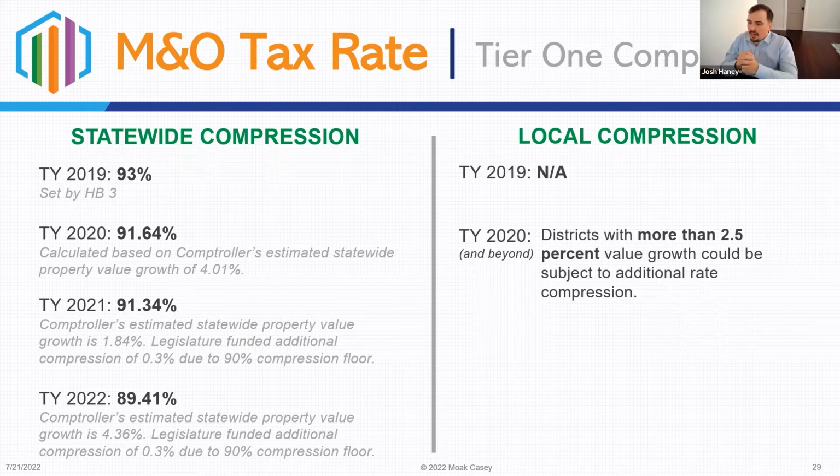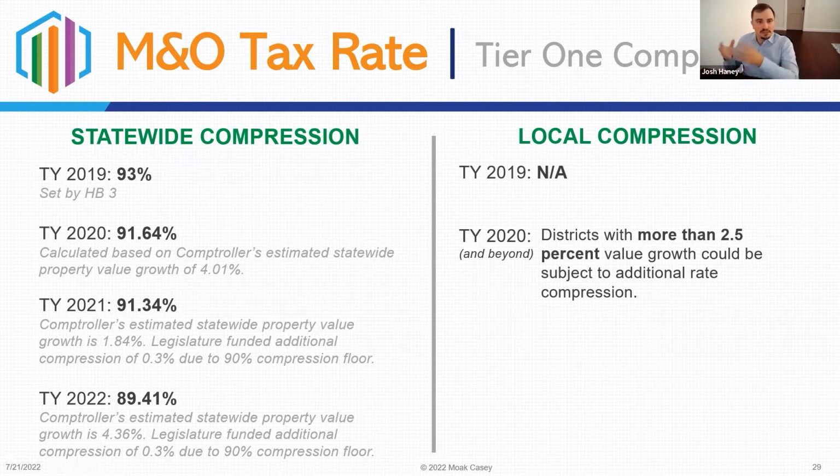Then you can see in tax year 21, the controller estimate was 1.84%. That's less than the 2.5% that I noted earlier. And so if that were the only provision in law, there wouldn't have been any tax compression that year. We had 91.64 in 20, and we would have still had 91.64 in 21. However, local compression kicked in tax year 20, and so we had some districts at that 90% floor. They grew really fast and went all the way down to the floor.